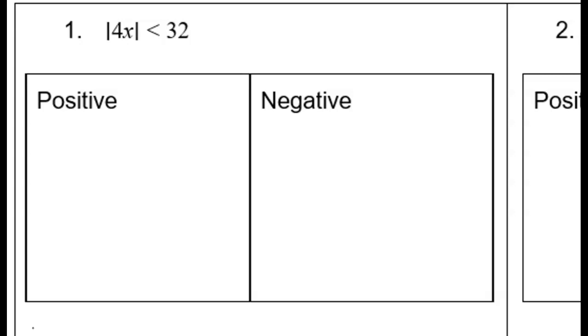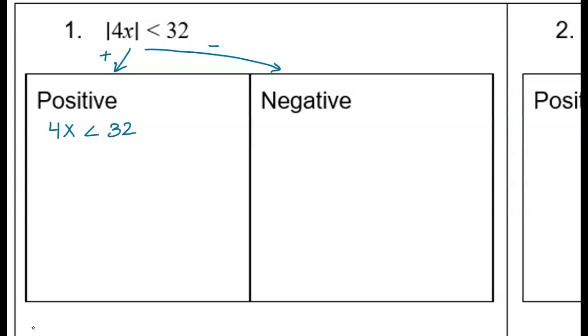So now is when, last class, we would take this problem and split it into the positive and negative versions. The positive side means we're leaving this as a positive 32, but the negative means we're taking that 32 and making it a negative 32 instead. So let's go ahead and try it. Right now I have the absolute value of 4x is less than 32. When I split it, I can now get rid of the absolute value. So I have 4x is less than 32.